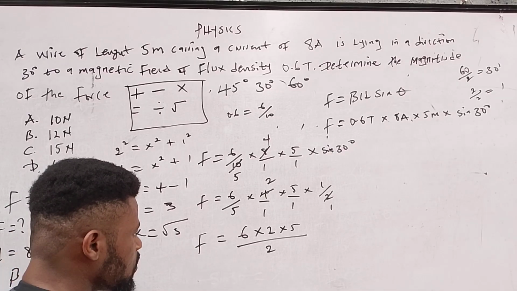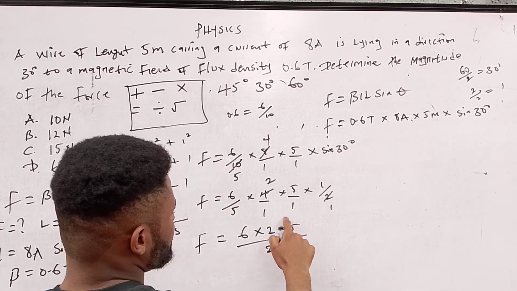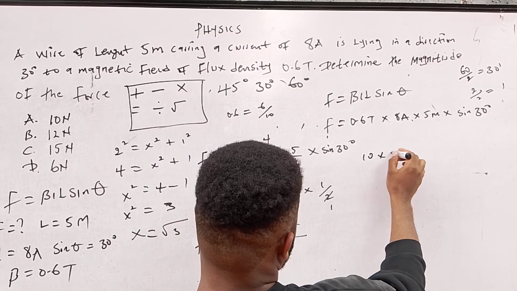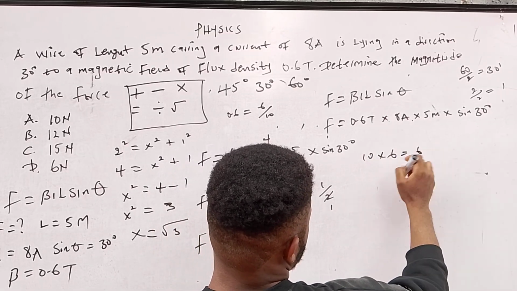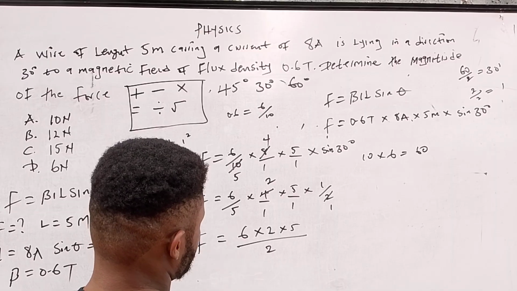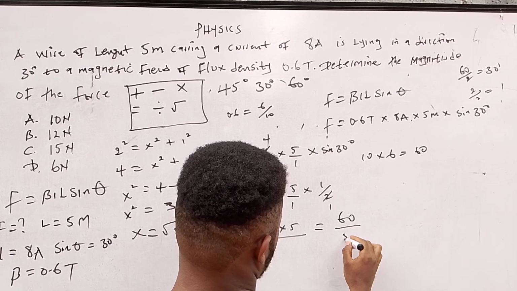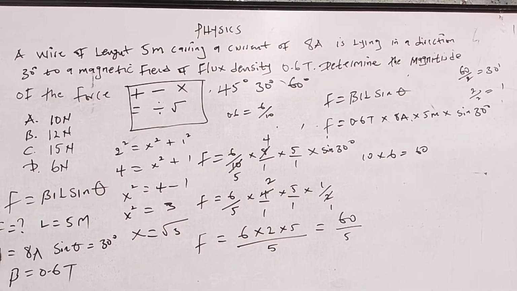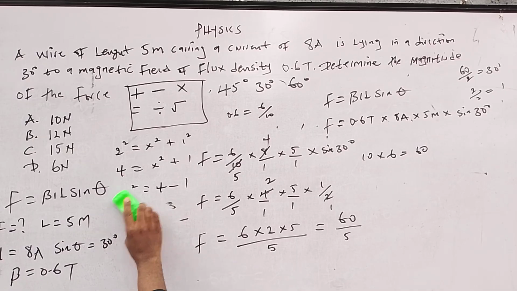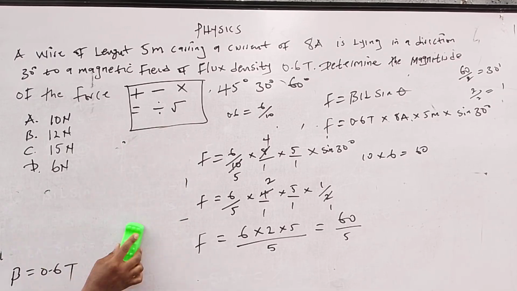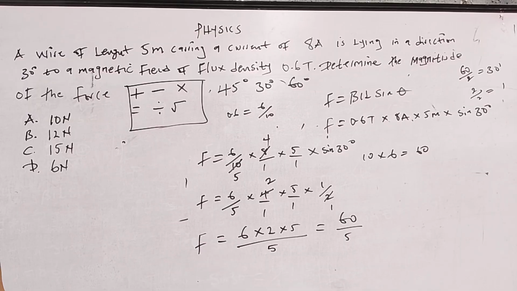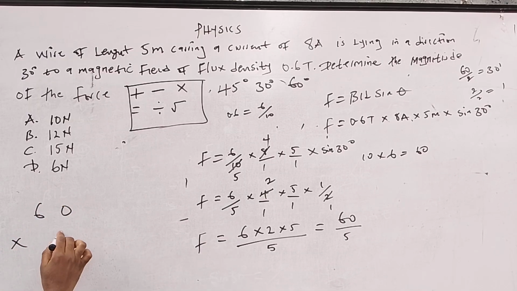Now 6 into 5 into 2 will give us 10. So 10 into 6, 6 into 1 is 6. So I'll put my 0 here. So my F becomes 60 upon 5. Now take note, to divide any number by 5, you multiply by 2. So I can say this is 60 times 2. 2 into 0 will give me 0, 2 into 6 will give me 12.